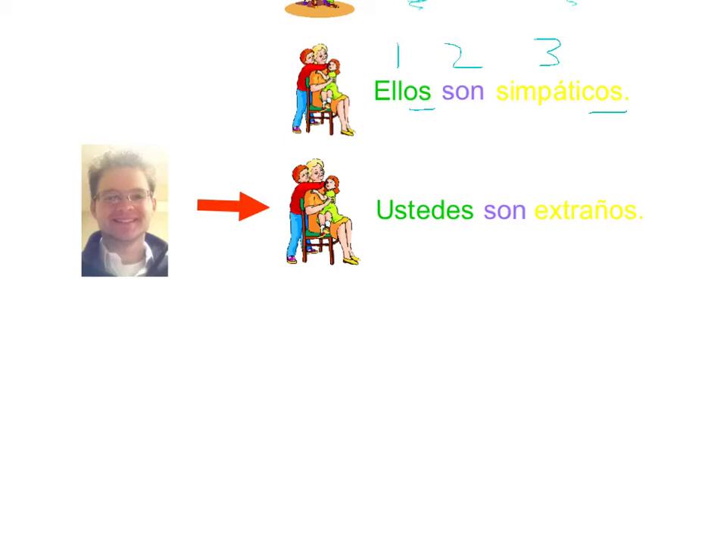They are nice. And in our last example, we have myself talking directly to the group. So I'm saying y'all here, you all. Ustedes son extraños. You all are weird. Now, there's one guy in the group, so we have to make it masculine.